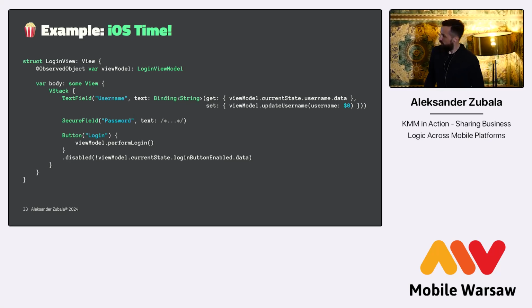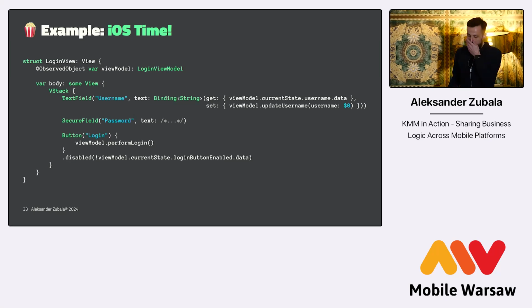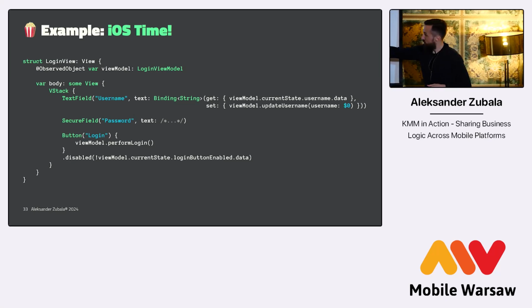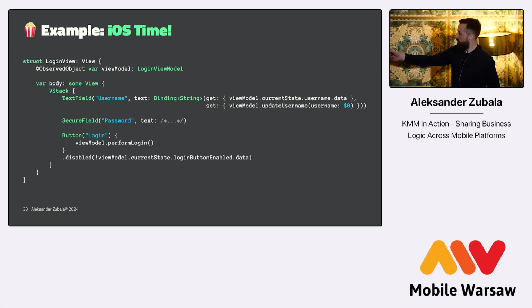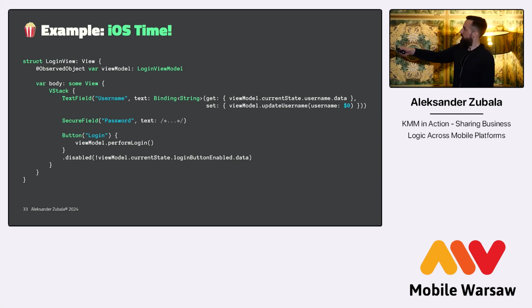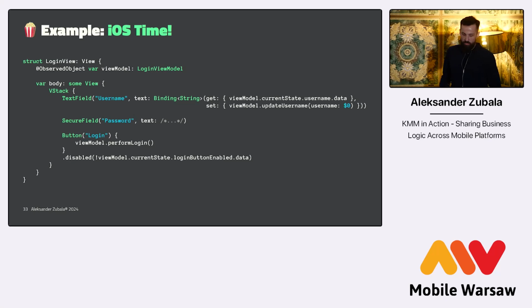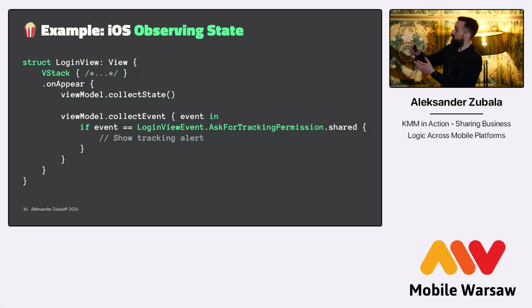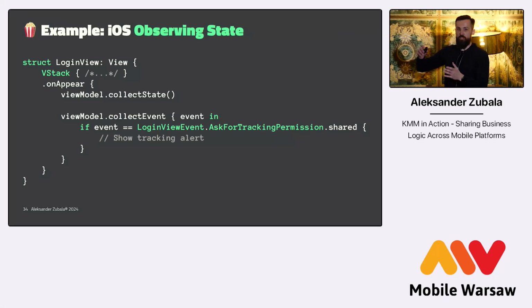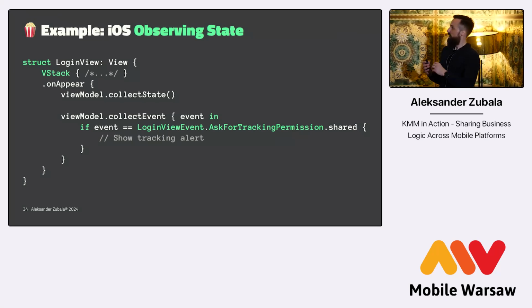Also, the button calls the perform login intent, and we are controlling the disabled state of the button also using the current state login button enabled, right? So here we wired the view model from the shared code to the text field and the button. I skipped the secure field because it's the same as the username. So that's that. As I mentioned, we have these flows, this asynchronous stream of data that we use to communicate state changes and event changes.